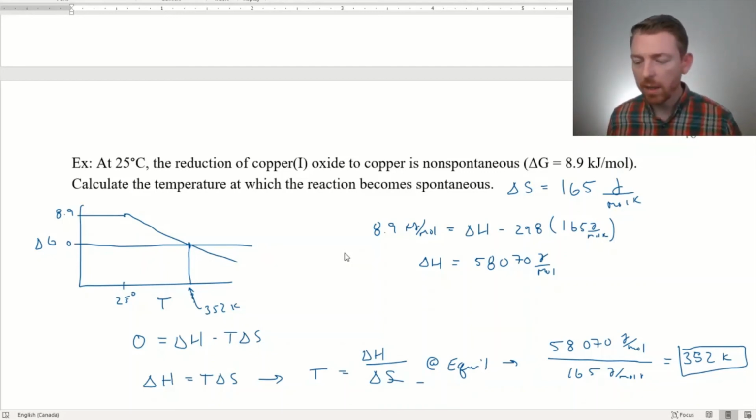Okay, and so that's it for this one. We're going to carry on next time showing a more thorough examination of what it means for Gibbs energy at equilibrium and how we can start to relate that to things that we've already seen about equilibrium when we think about kinetics and rate laws.